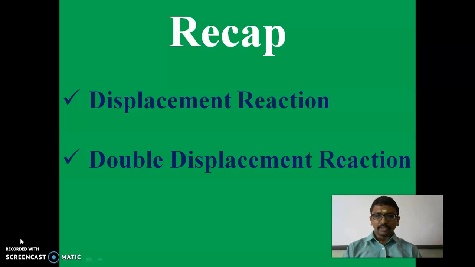In that salt, there are two ions. What are they, children? Cations and anions. That is the exchange between the cations and anions of the two reactants. From that, it will form two new products, and this is known as double displacement reaction. The double displacement reaction is also known as double decomposition reaction.